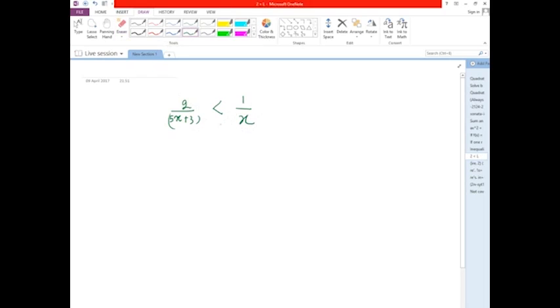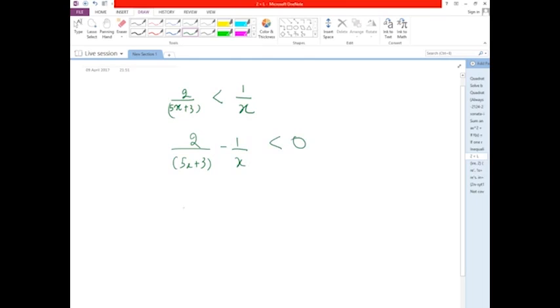So we'll take it on the other side as a subtraction. This becomes 2 by 5x plus 3 minus 1 by x less than 0. We brought it to this side. We'll take the LCM and do the subtraction. This becomes 2x minus 5x minus 3 less than 0, which becomes minus 3 minus 3x by 5x plus 3 and x.